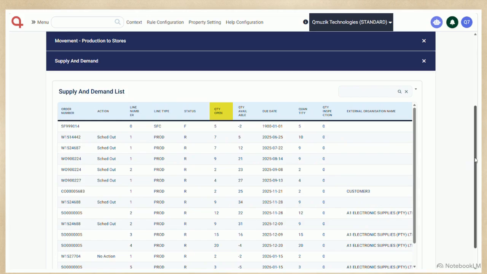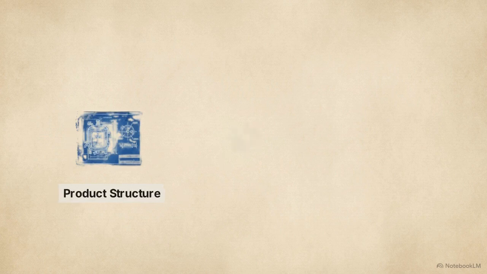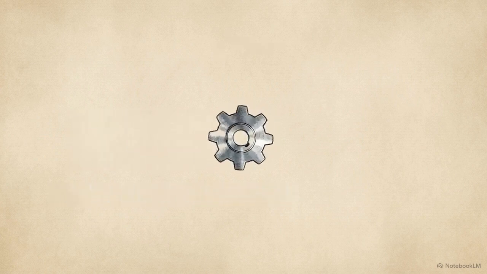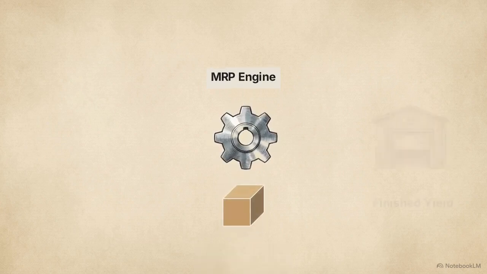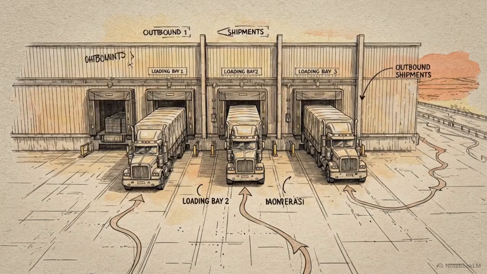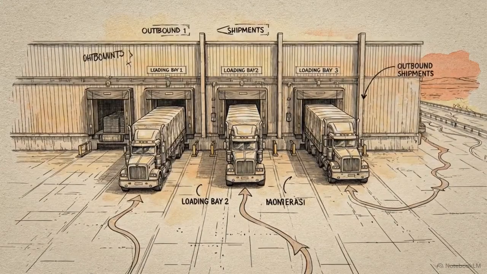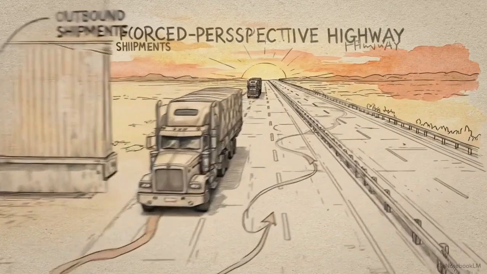The workflow started with a precise product structure, mapping the batch recipe. That recipe was processed by the MRP engine, generating actionable internal orders. Finally, it was executed through disciplined inventory movements, tracking the flow from raw stores to finished yield. By integrating structural rules with real-time inventory movements, Qmuzik allows a manufacturer to anticipate supply needs and maintain precise quantities required to meet customer demand.